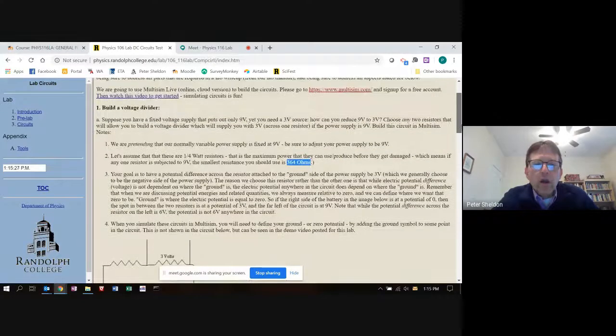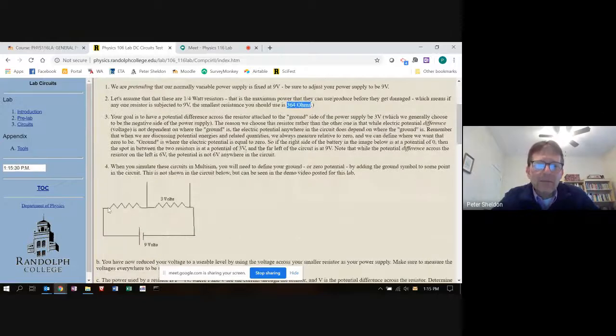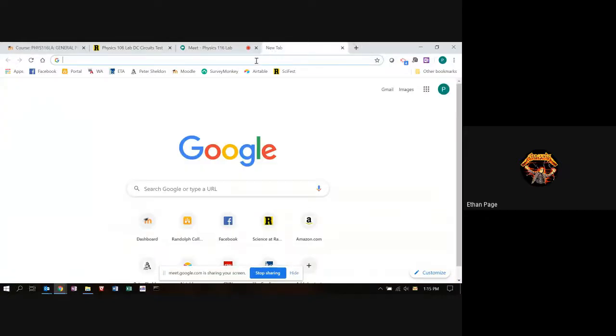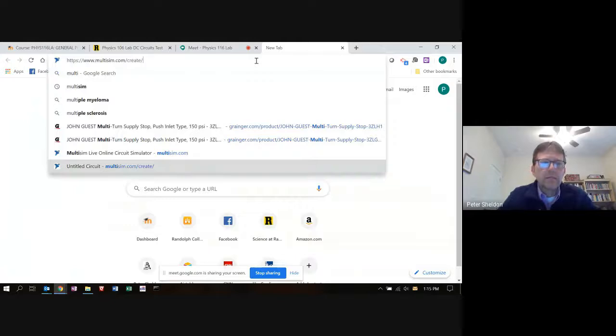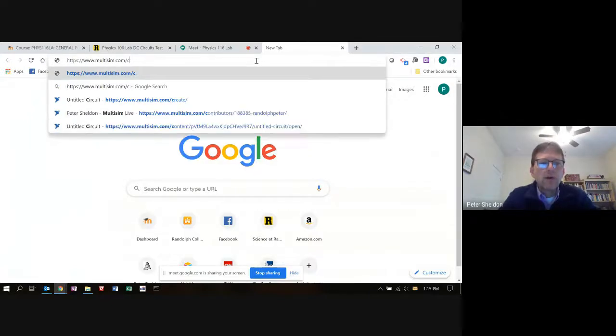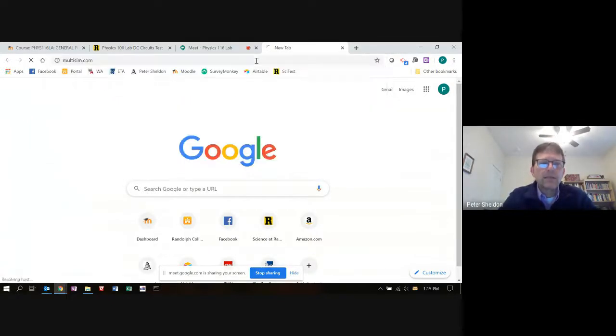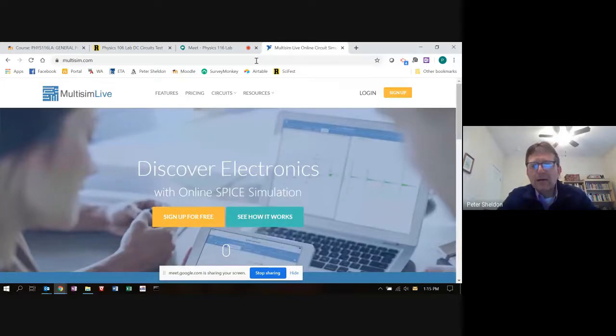So what you are going to want to do is go ahead and set up this voltage divider in Multisim. Have any of you tried to log on to Multisim yet? No, not yet. I think it's what I used in my electronics class at CVCC. Very likely, because it's a pretty common program. We're going to use Multisim Live, at multisim.com. You're going to have to sign up for an account.